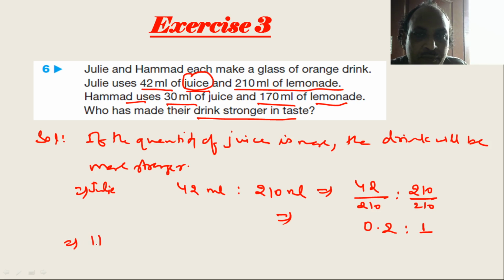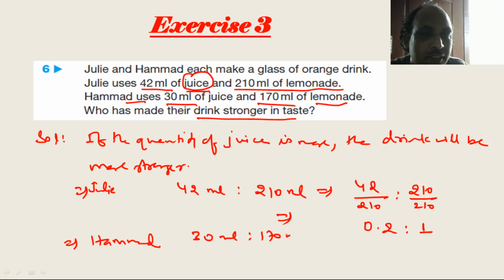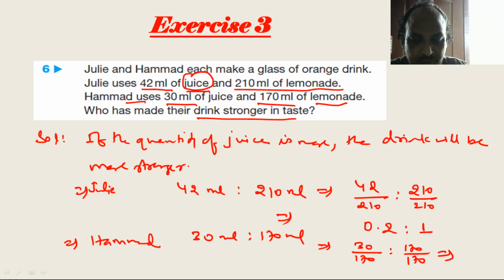And for Hamad, it will become 30 milliliters is to 170 milliliters. Again, we will convert it into n is to 1 ratio. So 30 by 170 divided by 170 by 170 is giving us 0.17 is to 1.